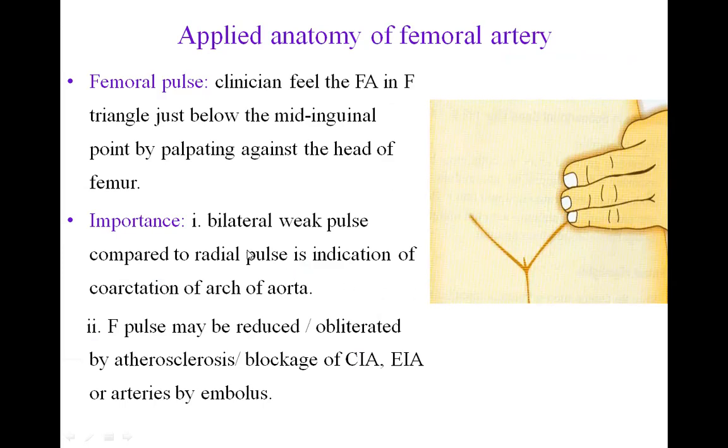Importance. A bilateral weak pulse compared to the radial pulse is an indication of coarctation of the arch of aorta. The femoral pulse may be reduced or obliterated by atherosclerosis, blockage of the common iliac artery or external iliac artery, or blockage of the arteries by an embolus.